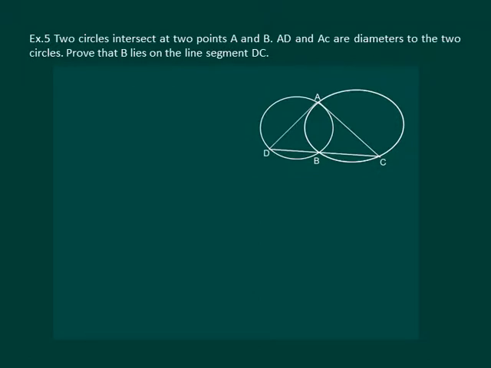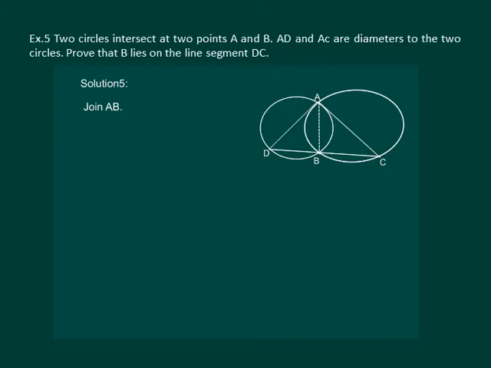Let us read the question. Two circles intersect at 2 points A and B. AD and AC are the diameters of the two circles. Prove that B lies on the line segment DC. For the proof, join AB.